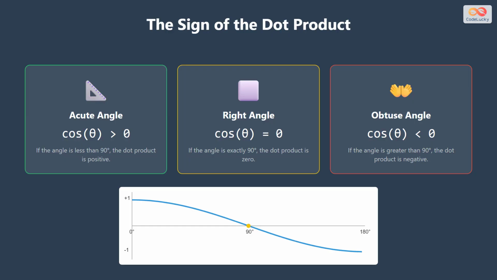Because lengths are always positive, the sign of the dot product depends entirely on the cosine of theta. If the angle is acute, meaning less than 90 degrees, the dot product is positive. If the angle is obtuse, greater than 90 degrees, the dot product is negative. And if the angle is exactly 90 degrees, the dot product is 0.